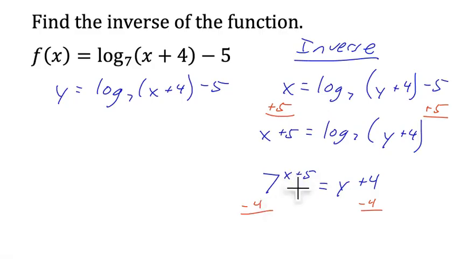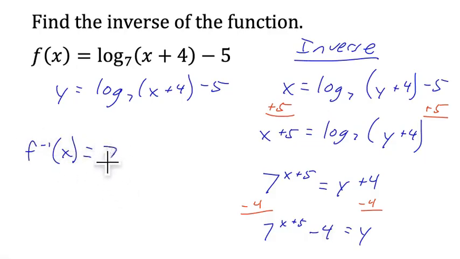And these are not like terms, so the minus 4 just tags along. Right, so we have y equals 7 to the power of (x plus 5) minus 4. So to write this in function notation, that'd be f inverse of x equals 7 to the power of (x plus 5) minus 4.